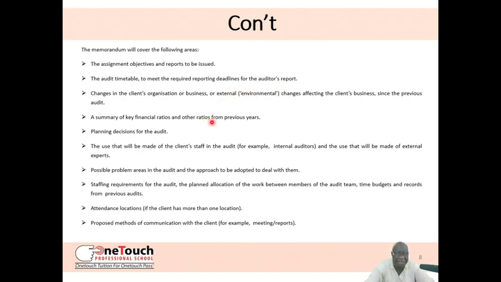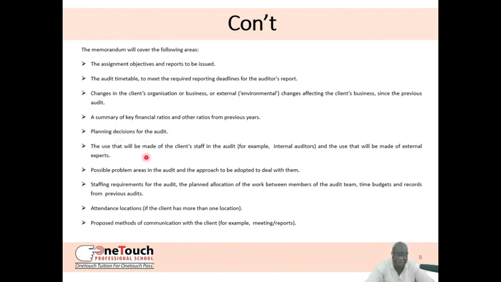Changes in the client's organization, if any. Then a summary of key financial ratios and other ratios from previous years. You need to consider all those things. Then planning decisions for audits. What are the planning decisions?